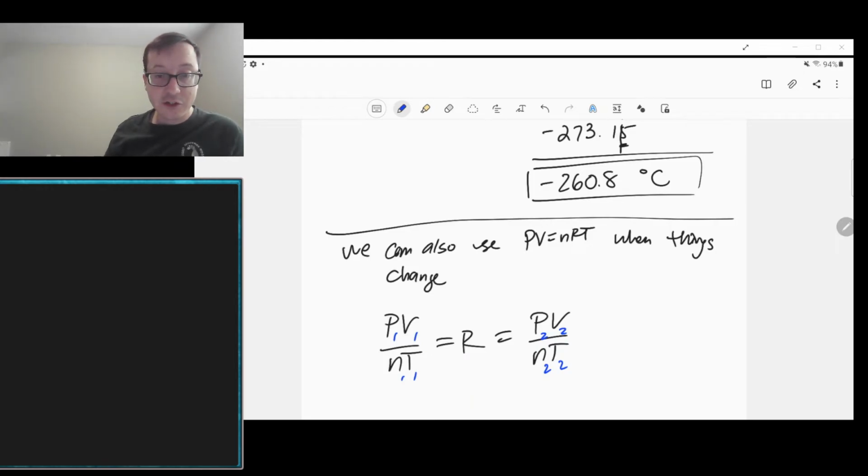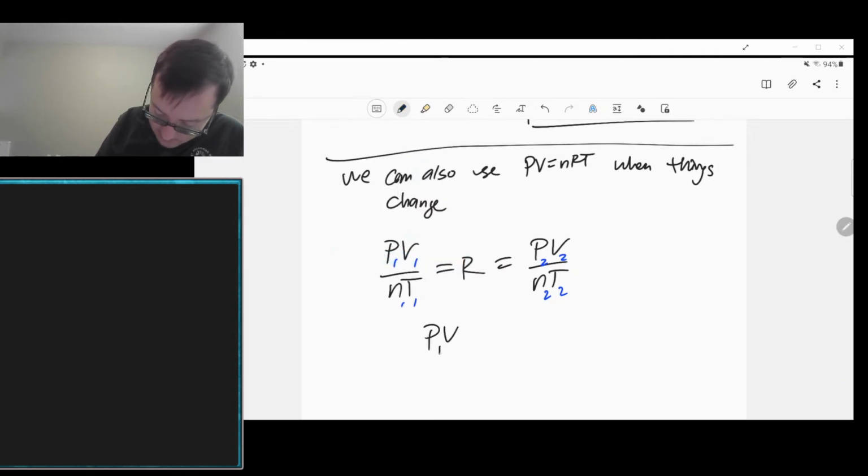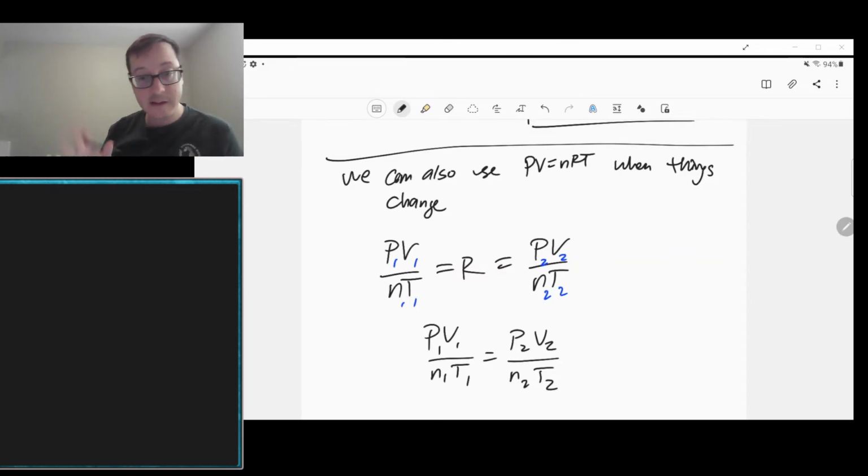We can say, well, that just means that our set of conditions, number 1, whatever those happen to be, are equal to R, as are our conditions at our second time of measurement. So if we're moving the gas to a different container and changing the pressure and seeing what happens with the temperature or whatever, we can do that. We're going to use this to see what happens when things are changing. And so as a result, we can combine these, say P1V1 for any set of conditions.